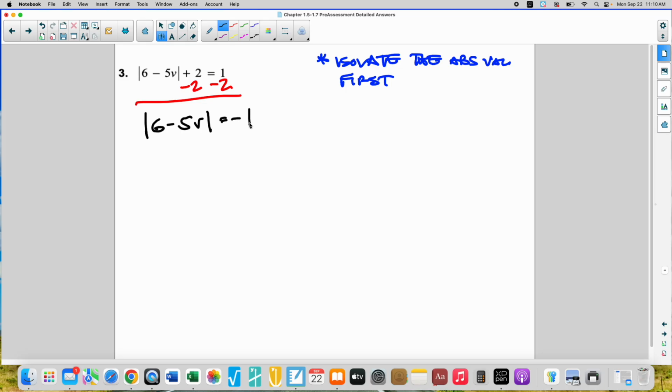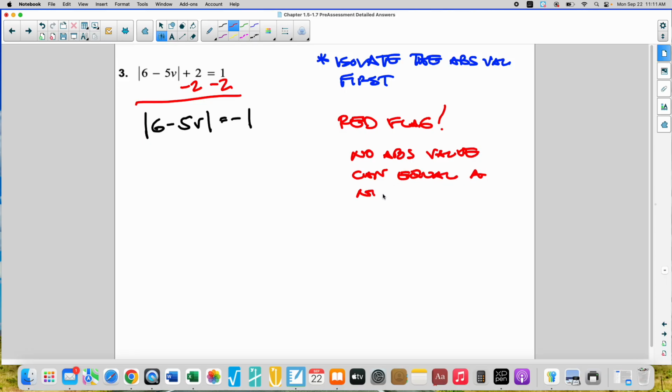And at this point, we should notice the red flag. No absolute value can equal a negative number. And it can't equal a negative number because this will produce a distance. No distance will ever equal a negative number. So this answer is no solution.